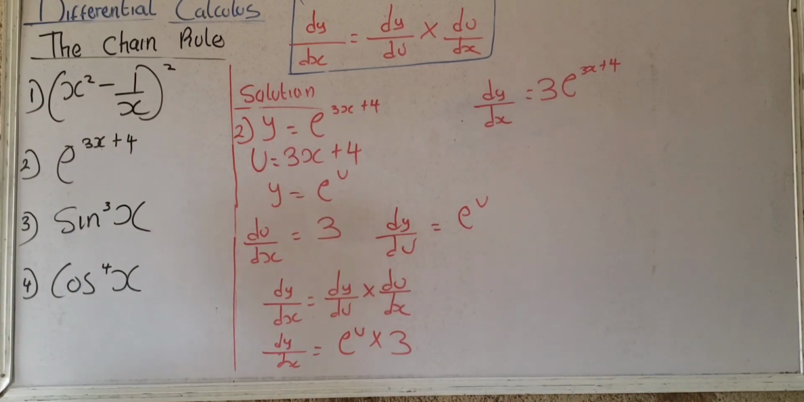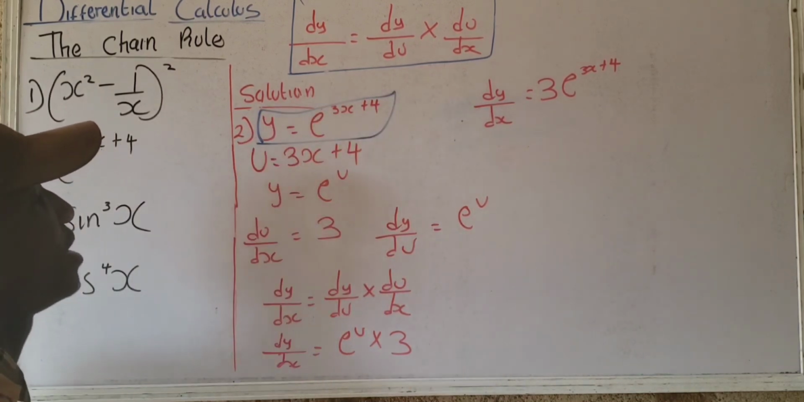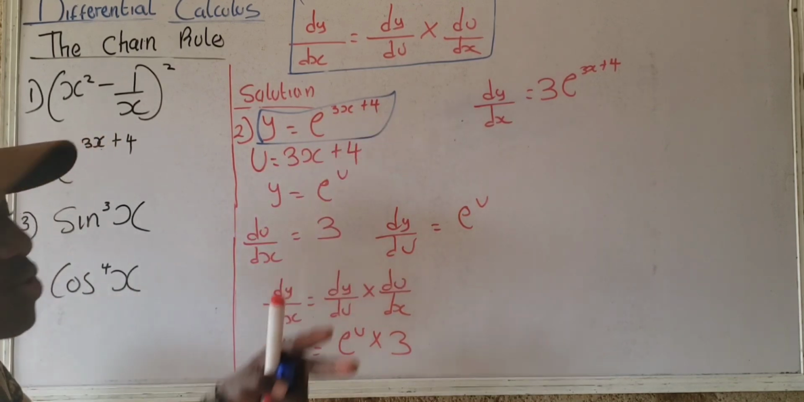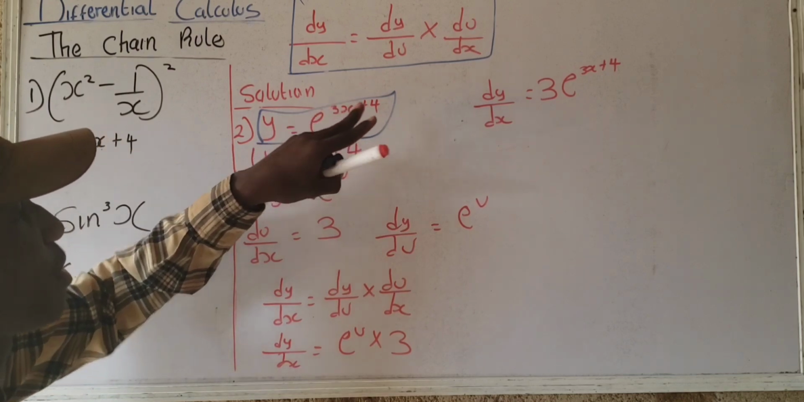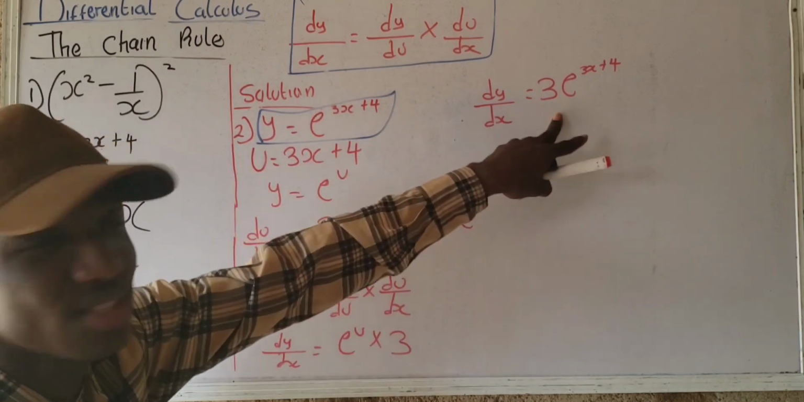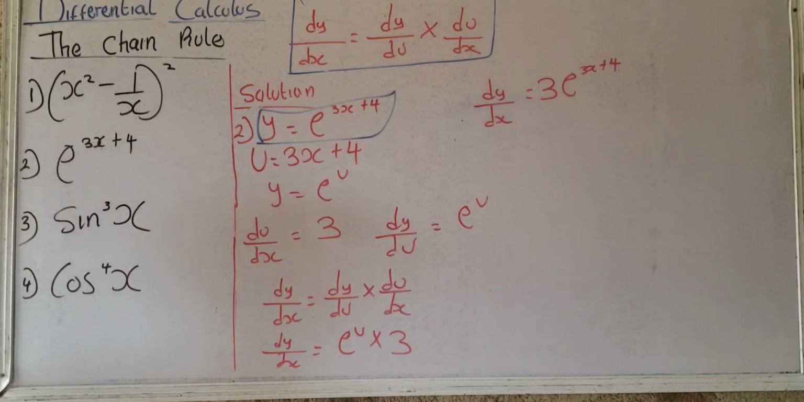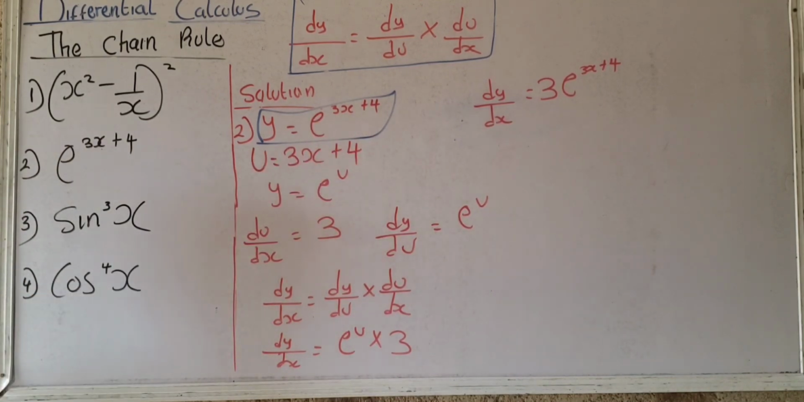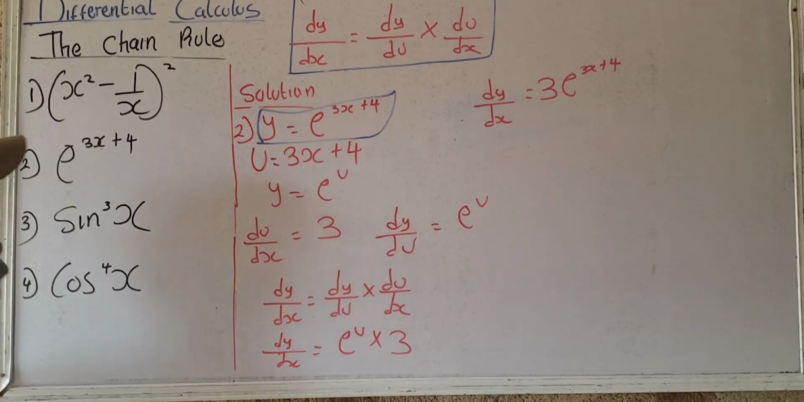You understand? The entire function is this. Now, just differentiate the power, 3x plus 4. Differentiate 3x, you're going to have 3. Then multiply 3 by e raised to the power of 3x plus 4. You're going to have this. So that is the simple trick behind the derivative of a function that has an Euler's constant. Okay, now let's proceed to question 3.